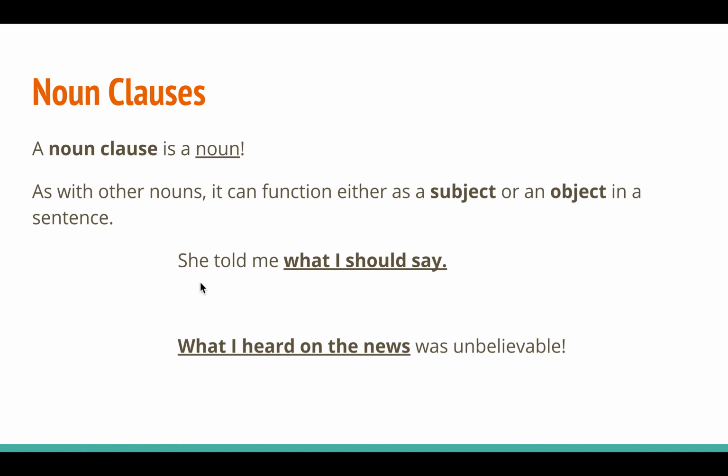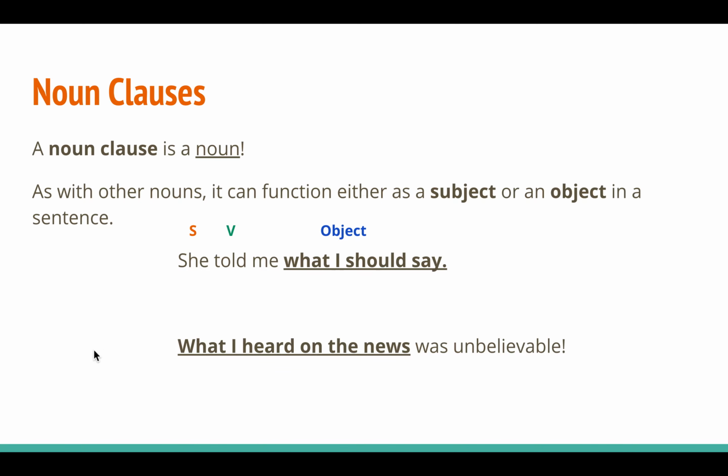If we look at the first example here, she told me what I should say. The noun clause is underlined. Do you think that the noun clause is the subject of the sentence or the object of the sentence? If you said it's the object, then you're correct. And we can tell this because the sentence already has a subject, she, and a verb, told, right? So because it already has the subject and the verb, then this must be the object, right?